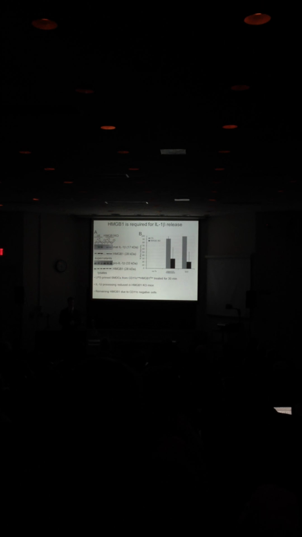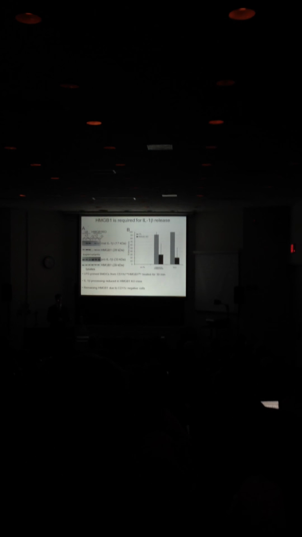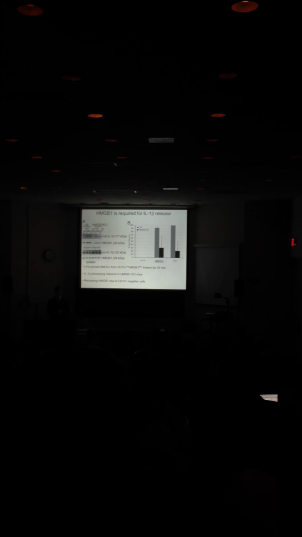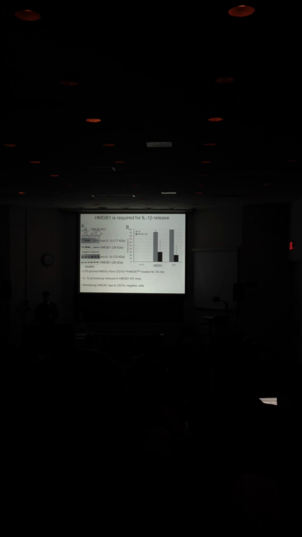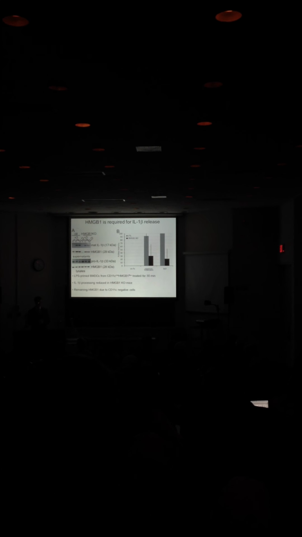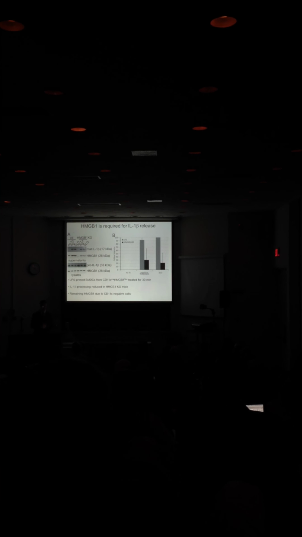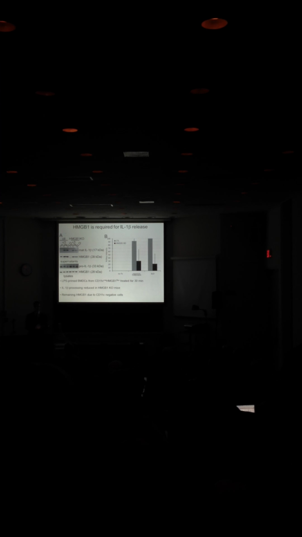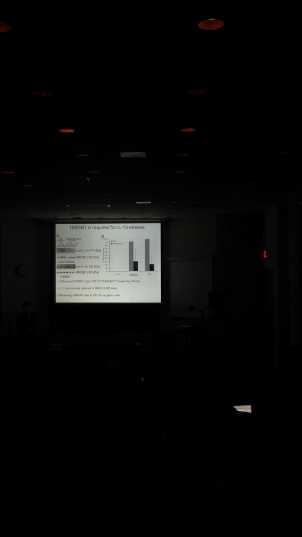And we actually took advantage of some collaborators who had some neat knockout mice where they had HMGB1 floxed out, and they crossed them to a CD11c Cre mouse. So these are mice where their dendritic cells, which are CD11c positive, lack HMGB1. And dendritic cells behave similarly to macrophages as far as inflammasome things go.